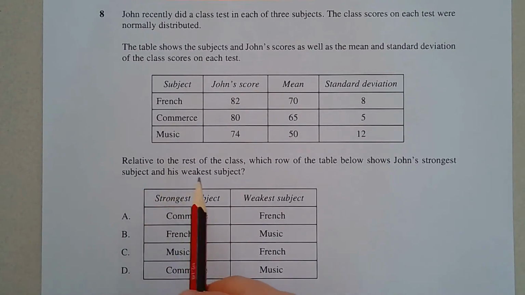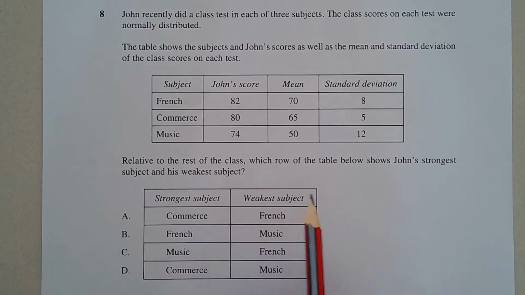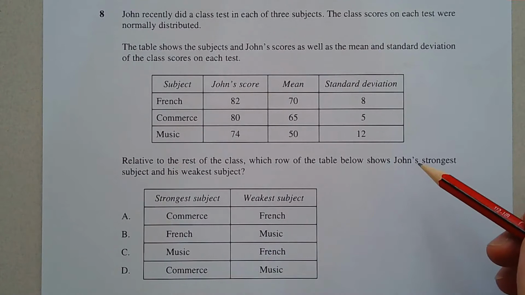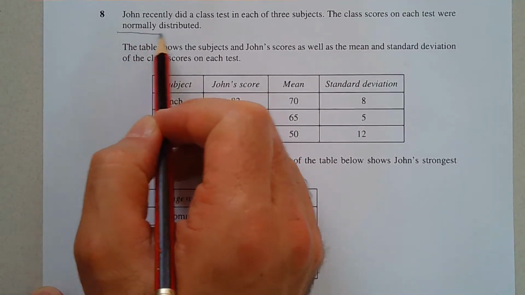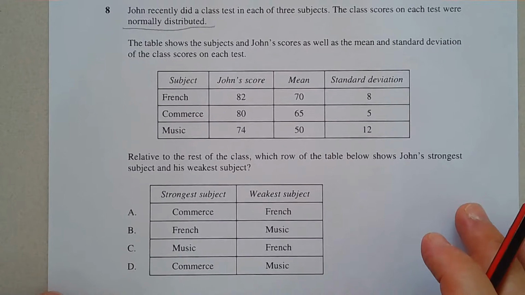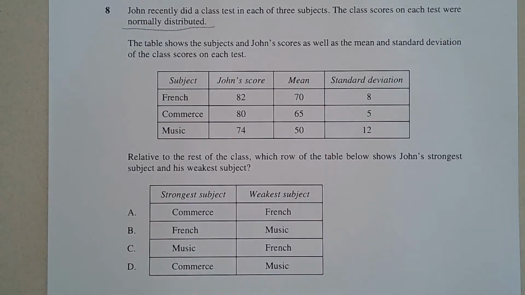So relative to the rest of the class, which row of the table below shows John's strongest subject and his weakest subject? So this is a case of Z-scores. So how do we know it's Z-scores? Well, we're told that it's normally distributed. As soon as you see that, you know it's going to involve something to do with the bell curve, normal distribution, Z-scores, all that sort of comes into it.